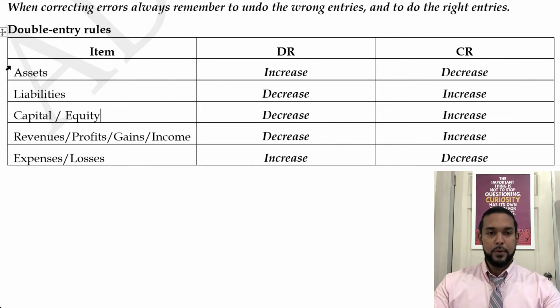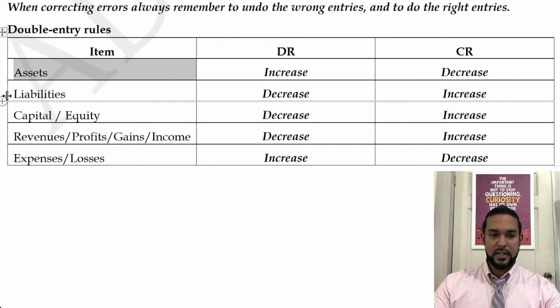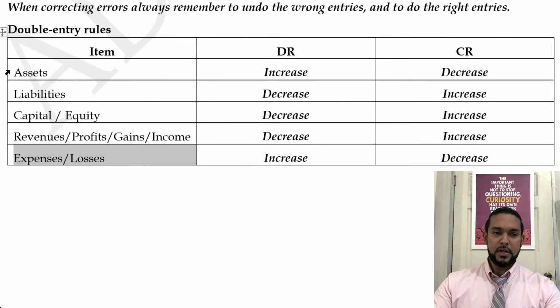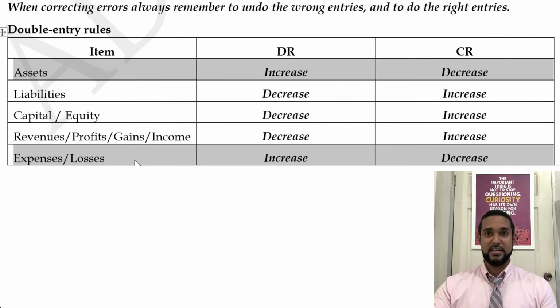Okay, so we have assets, liabilities, capital, equity, revenues, and expenses. Of course, you see some other words there next to revenues and next to expenses. Just ignore those for now, revenues and expenses. Now, there are 2 items that follow the rules of debit to increase and credit to decrease, and those are assets and expenses. And I want you to think about it for a second.